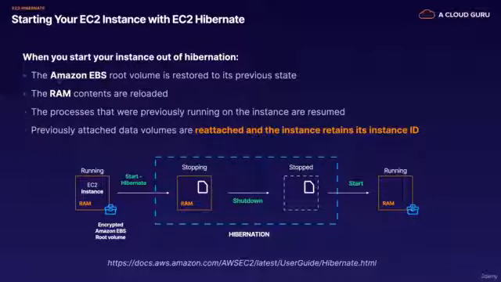So here we've got a diagram, and it's from the official AWS documentation. Essentially we've got our EC2 instance, it's running, it's using EBS, and we've got our RAM in here. We're going to start the hibernation process. This will stop our EC2 instance and save that RAM down onto our EBS volume. It's then shut down and stopped, and then when we start it, it's going to take the RAM from the EBS volume and load it back into the RAM. And so we don't need to do things like restart the operating system or restart our applications, etc.